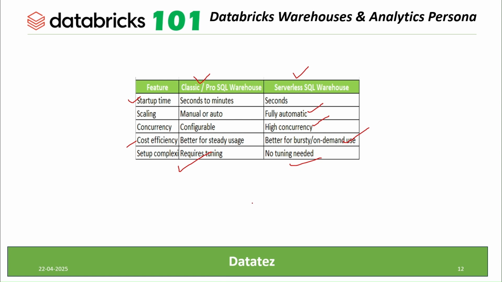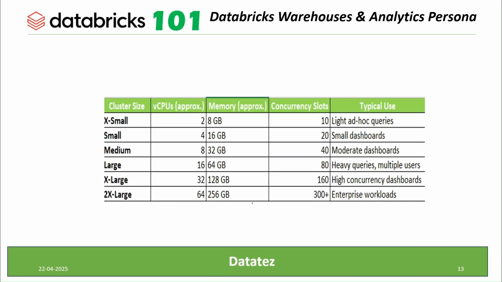So with that, today we learned the different types of warehouses, and here is a quick summary of the different cluster sizes that are available, and the power that comes with each size. For example, this XSmall will give you 2 virtual CPU cores with 8 GB of memory. If you set up your SQL warehouse with this XSmall size, at any given point of time you can execute 10 parallel queries. That is the concurrent slots listed over here.